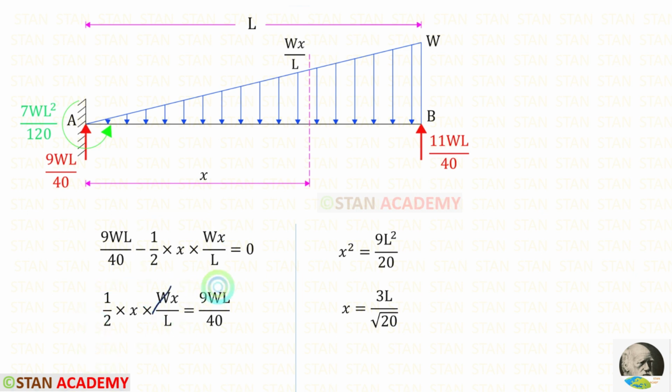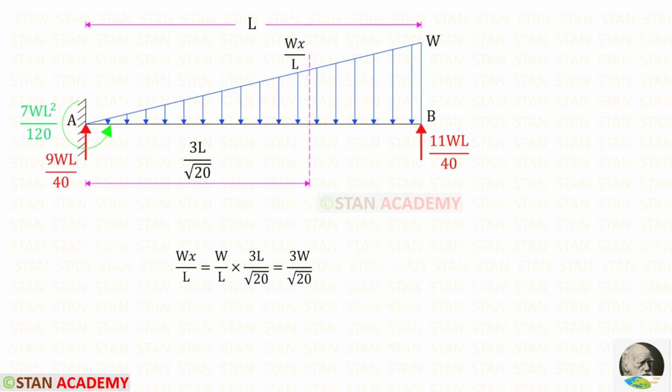We can eliminate W. X into x, it will be x square. We can eliminate 2. Here it will be 20. We can take this L on the other side. L into L, it will be L square. Then we can take root on both of the sides, so that we will get x as 3L upon root 20. Now we know the value of x. Let us apply that. In the height formula, instead of x, we can apply 3L upon root 20. We can eliminate this L and this L, so that we will get the height as 3W upon root 20.